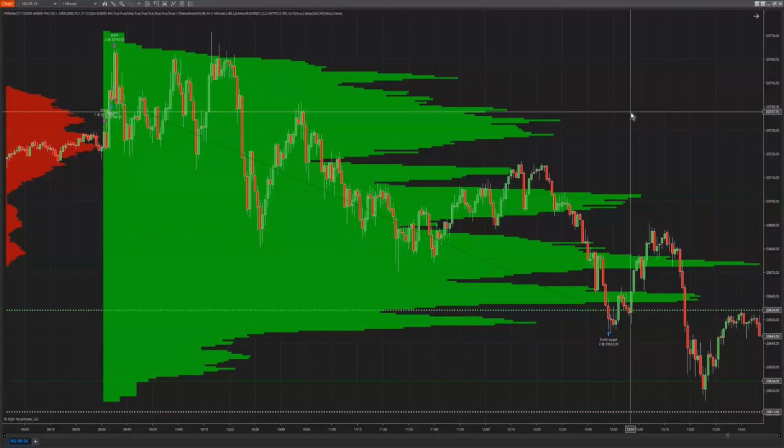All right. RGM has a question. Did you code this value indicator yourself? No, I did not. It's a well-known theory, so there's a lot out there that you can go find.